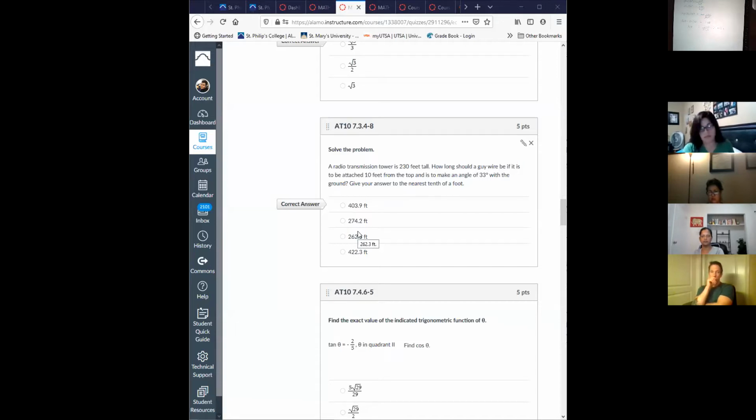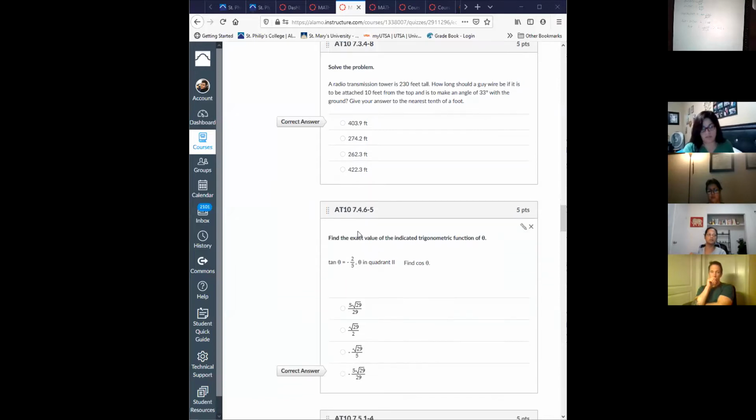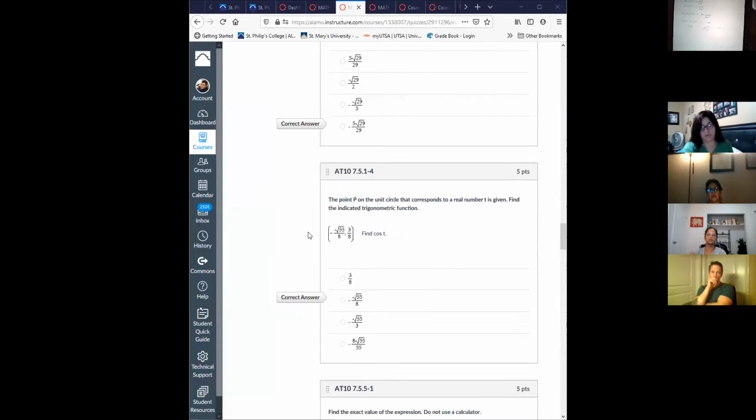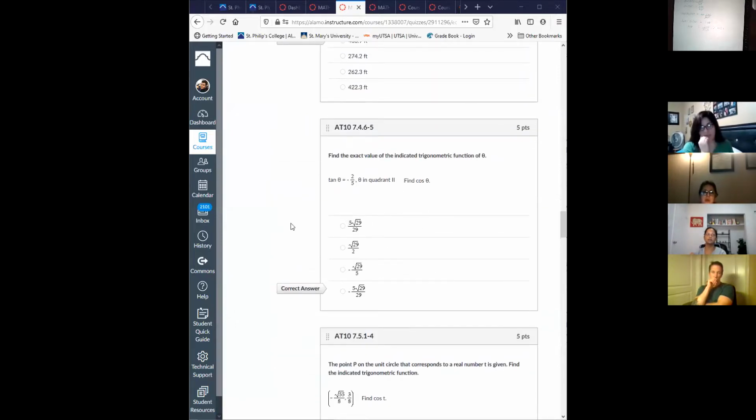Number 13, if we can go over that one. 13, which one is that? The one above that one. This one? Okay. Find the exact value of this guy in quadrant 2. Oh, find cosine. I get it now. Okay, let's do it.